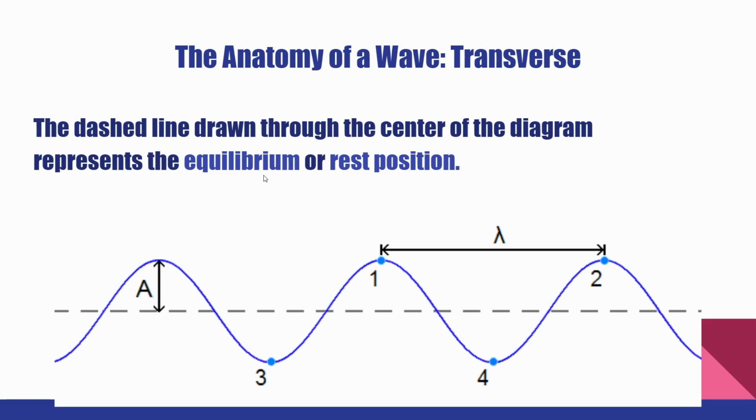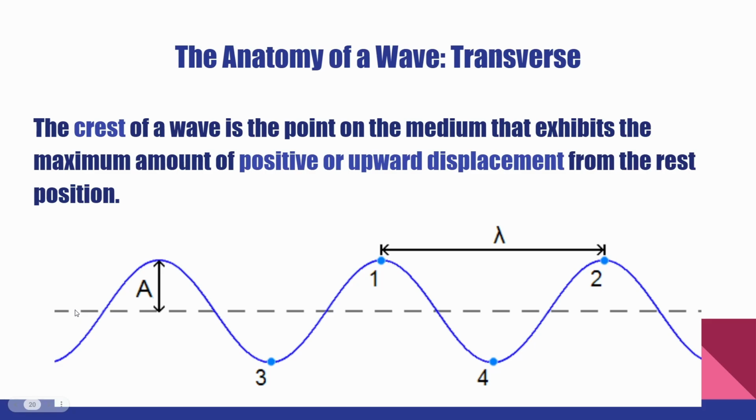Okay, the anatomy of a wave. So we're looking at a transverse wave here. The dashed line in the middle represents the equilibrium or the rest position. This is where the particles, or the medium, would be if there was no energy moving through it.